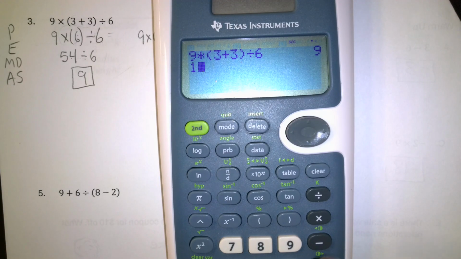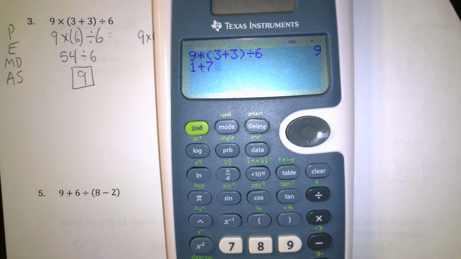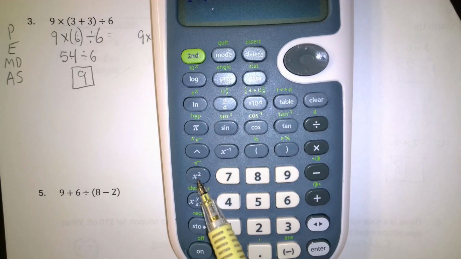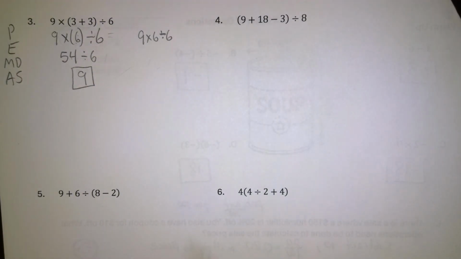I do want to point out we didn't do the 7 squared, that was plus, from the previous problem, so I'm going to do that now. 1 plus 7 squared, and that is our 50. I want to point out this key right here by the 7, that is your x squared. So if you hit this key, it will put the exponent on a number.